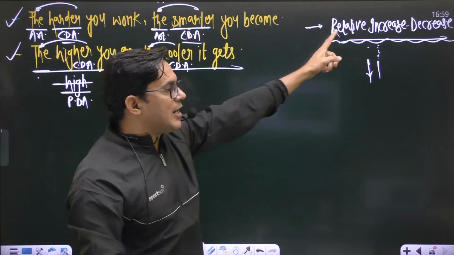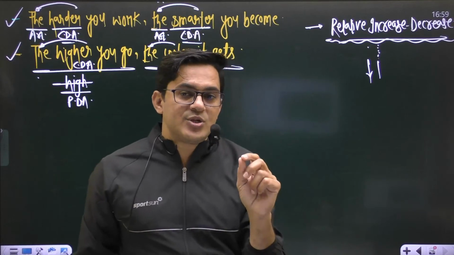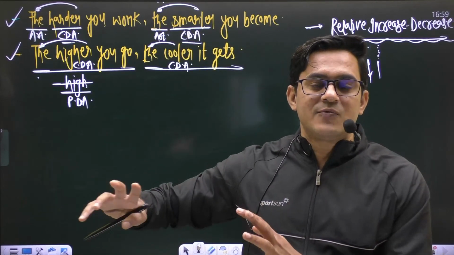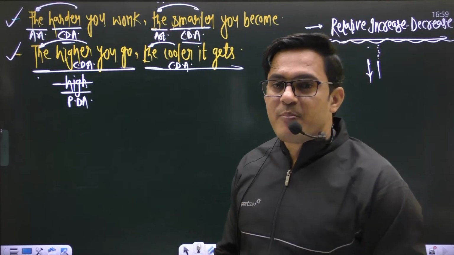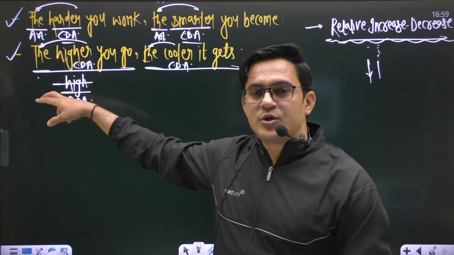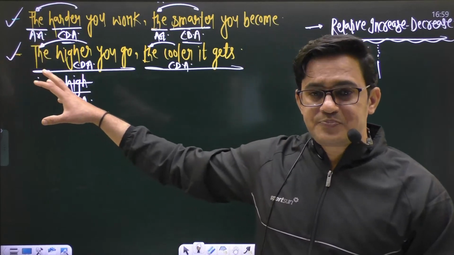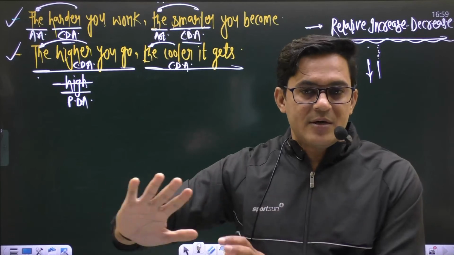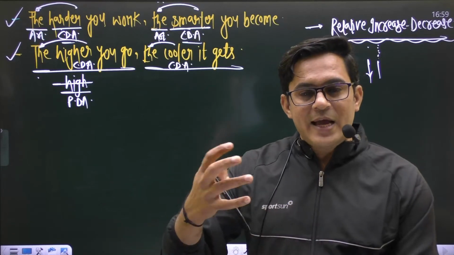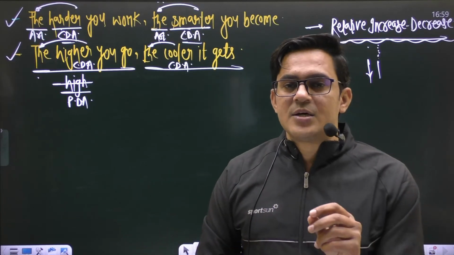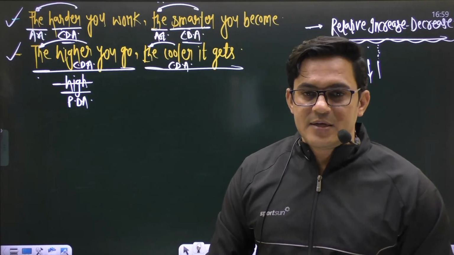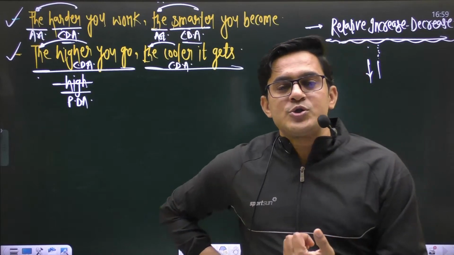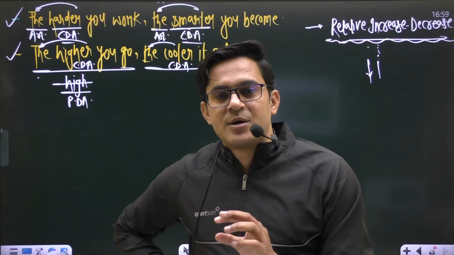In case of relative increase decrease, both the adjectives must be of comparative degree, and both the adjectives will demand article the. By giving either of the two adjectives of positive or superlative, it can be an error, right? And by dropping any one of the article the, it can be an error in the sentence. So many sentences are here. The more you earn, the more you spend, right? The more you earn, the more you spend.